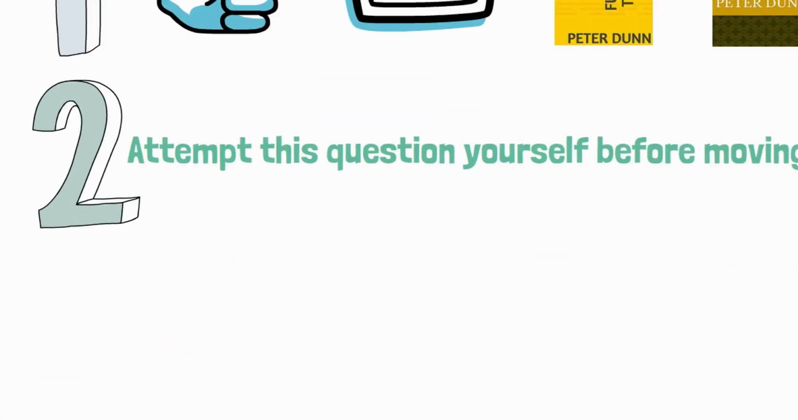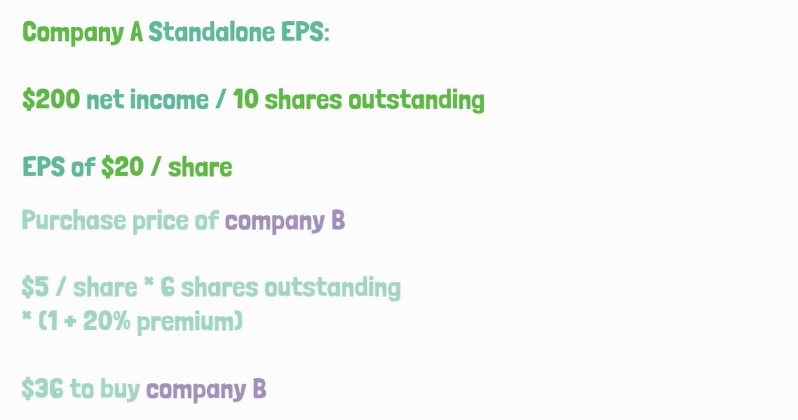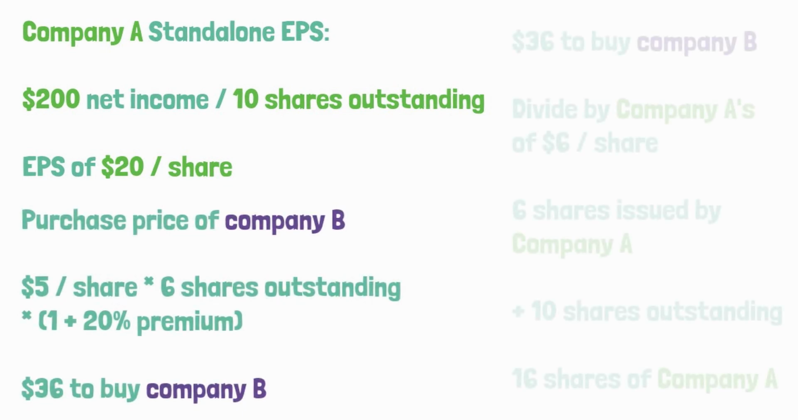Attempt this question yourself before moving on. Company Alpha's standalone earnings per share is $20 a share. It's going to cost $36 to acquire Company Bravo. Company Alpha will have to issue 6 new shares in an all-stock transaction.